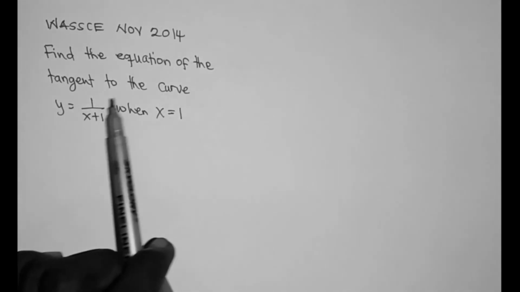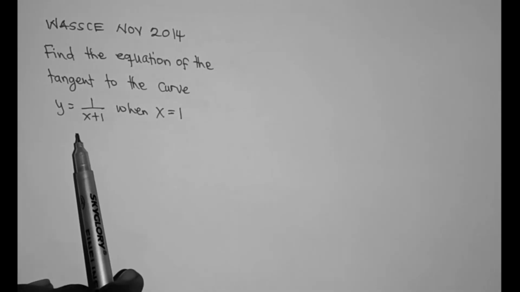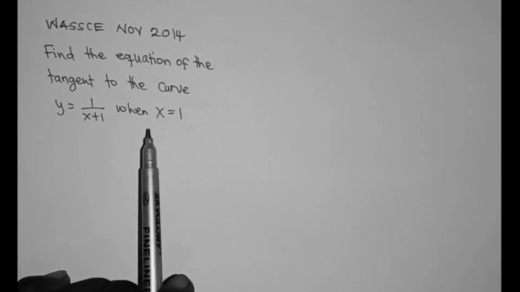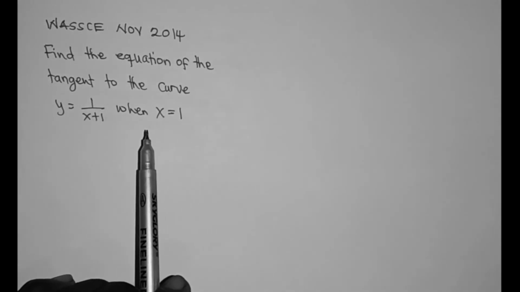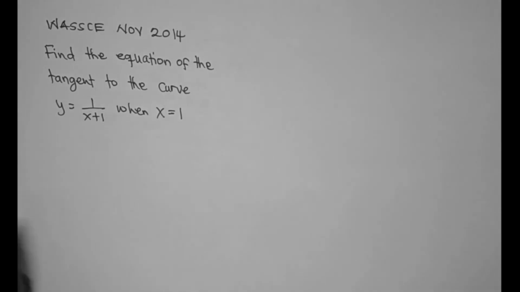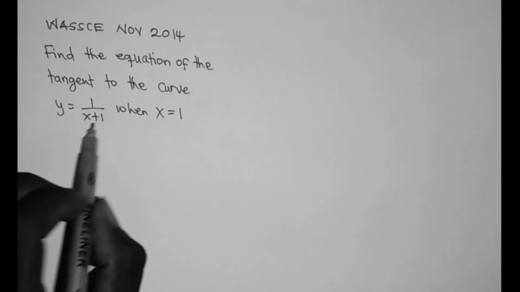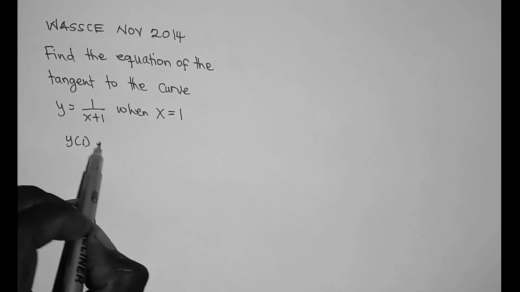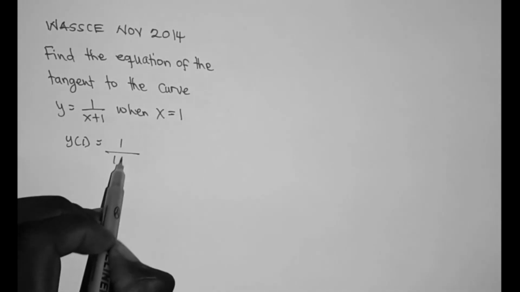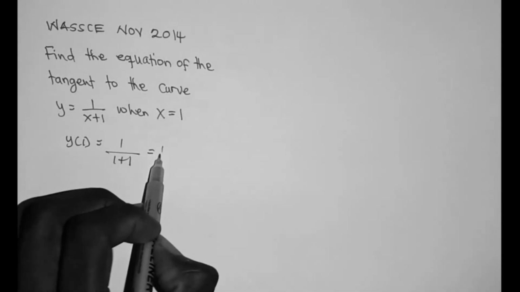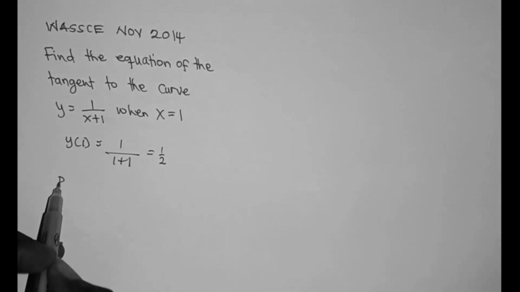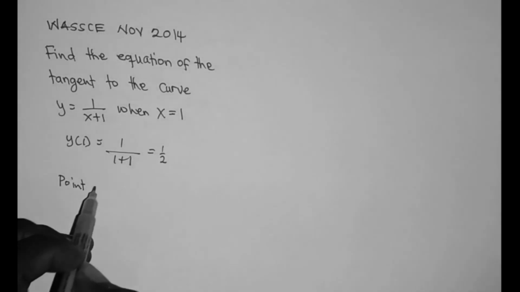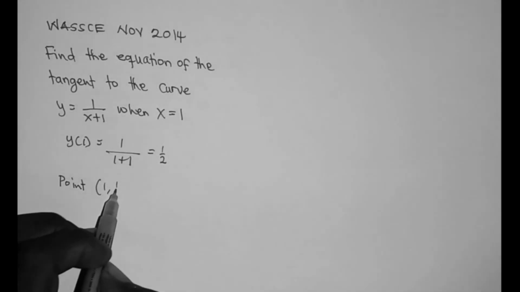Find the equation of the tangent to the curve y equals 1 over x plus 1 when x is equal to 1. So the value of x is 1. So let's just find y of 1. It's equal to 1 over 1 plus 1. And this is equal to 1 over 2. So the point at which the tangent touches the curve is (1, 1/2).